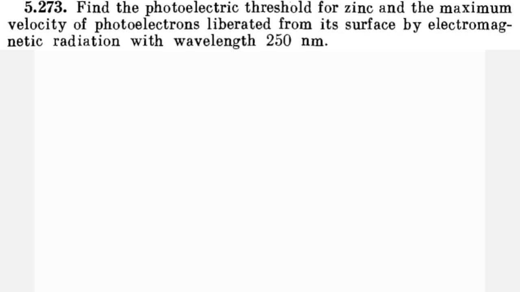So we are dealing with the third problem in this segment. The third problem in this segment is problem number 5.273. This problem is asking: find the photoelectric threshold for zinc and the maximum velocity of photoelectrons liberated from its surface by electromagnetic radiation with a wavelength of 250 nanometer.